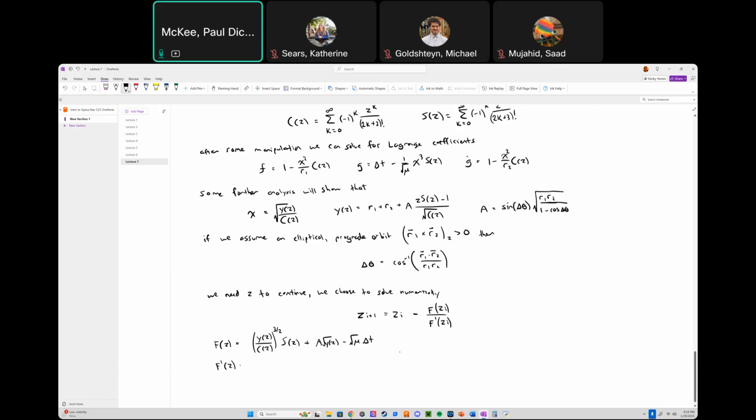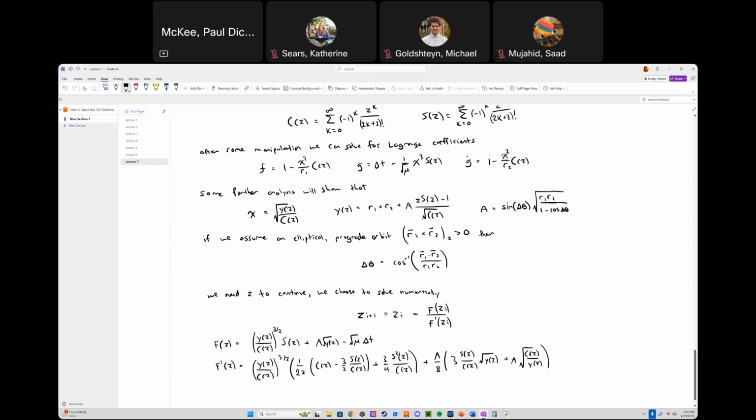And then f prime of Z is even worse. It's y of Z over c of Z to the 3/2 power, 1 over 2Z, c of Z minus 3/2 S of Z divided by C of Z, plus 3 over 4 S of Z squared divided by C of Z, plus A over 8, 3 S of Z over C of Z square root Y of Z plus A square root C of Z over Y of Z. Close, and then close again.